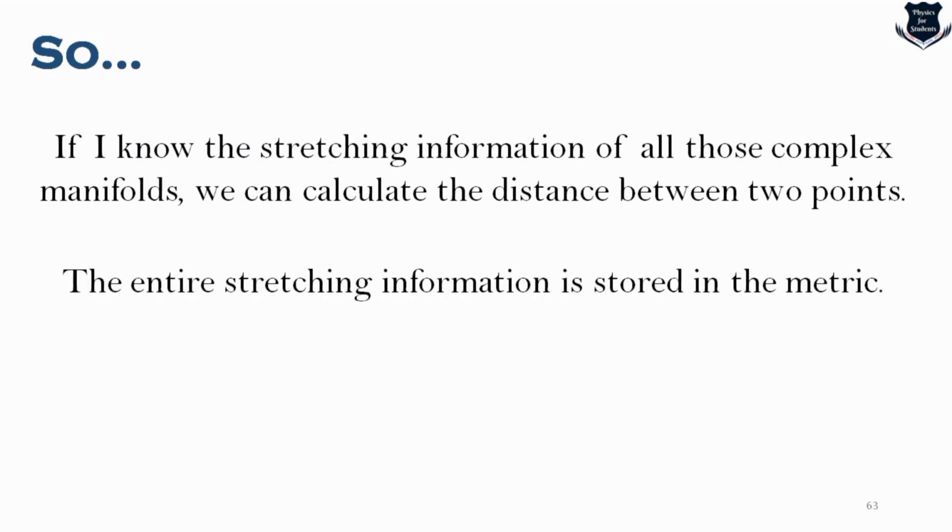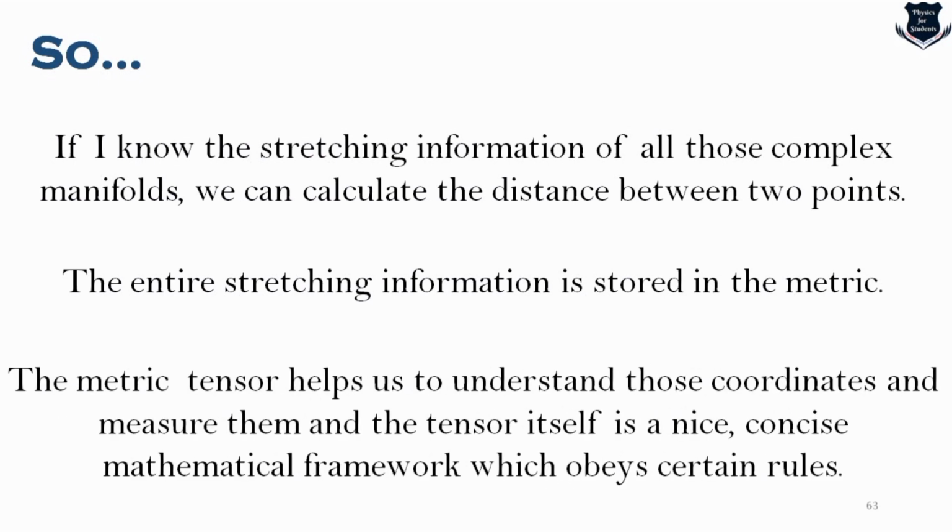The entire stretching information is stored in the metric tensor, and what we also get is that it helps us to understand those coordinates and measure the tensor in a nice concise mathematical framework which obeys certain rules. Recall that we defined what is called covariance earlier in this video, where we told that it varies in a nice predictable manner. So we have arrived at the metric tensor, which varies in a nice manner that obeys certain rules.